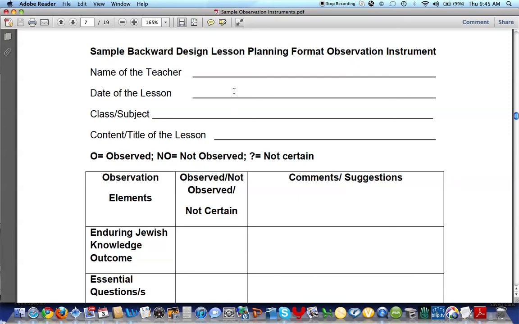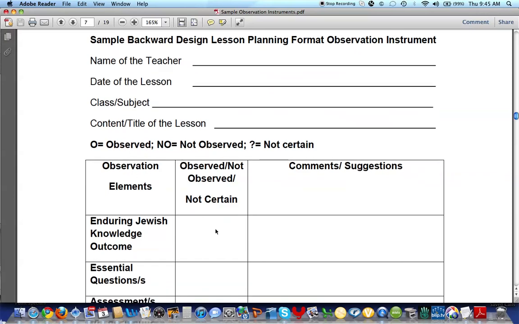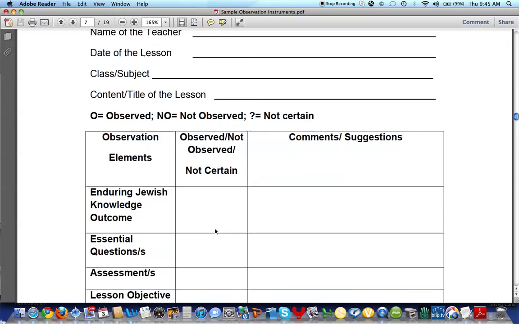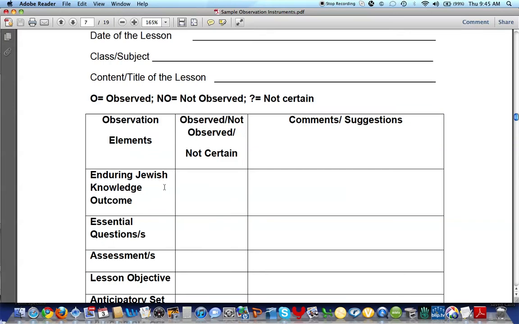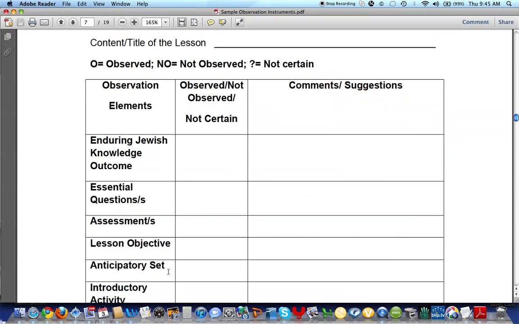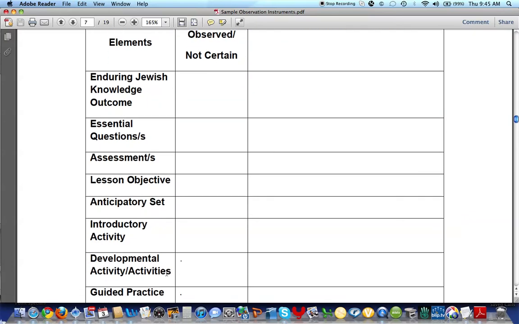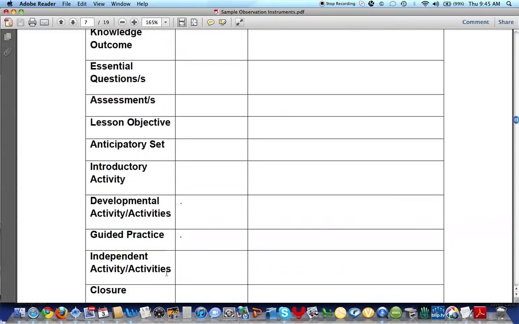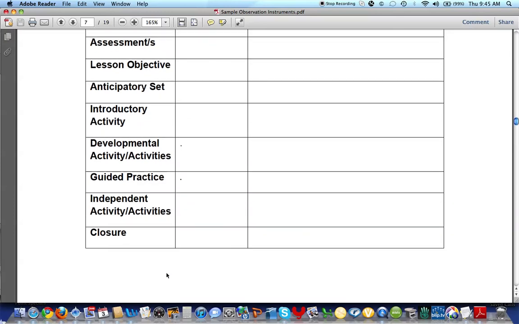Here is another new observation form you could use. This is related to backward design or understanding by design. Very similar to the previous one, we have the name of the teacher, the date of the lesson, the subject, the title of the lesson, and you indicate in this column whether it was observed, not observed, or you're not certain if it was observed. And the elements for observation relate to enduring Jewish knowledge or understanding, essential questions, assessment, lesson objective, anticipatory set, introductory activity, developmental activities, guided practice, independent activities, and closure.